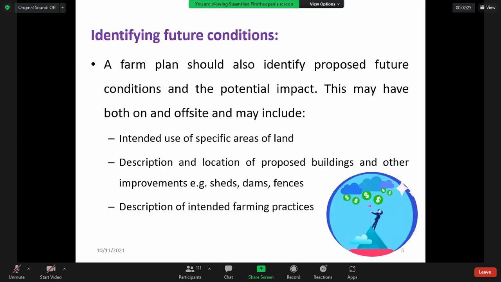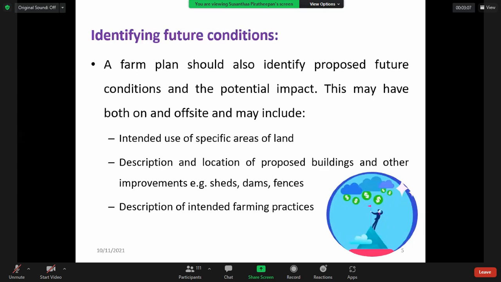So the first one is the intended use of specific areas of land and description of the location of proposed buildings. If we already have buildings, we want to think whether we want to improve our farm with different components. So we need a location and we need space. According to that, we make the whole farm plan. So it may be sheds, dams or fences. If you are planning to have those things in future, you want to allocate land area for those purposes.